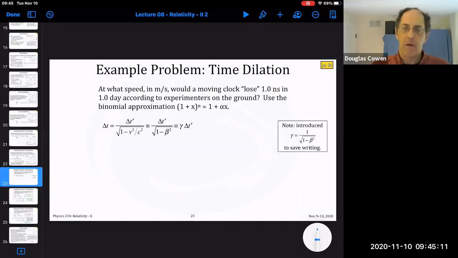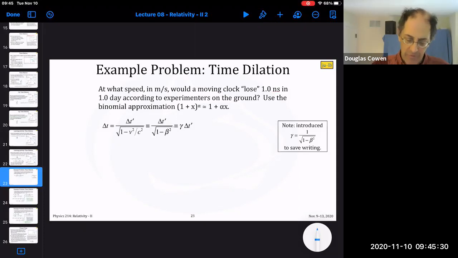So the question reads as follows. At what speed in meters per second would a moving clock lose, and by lose, I really mean run more slowly, by 1 nanosecond per day, according to experimenters that were on the ground and not moving?